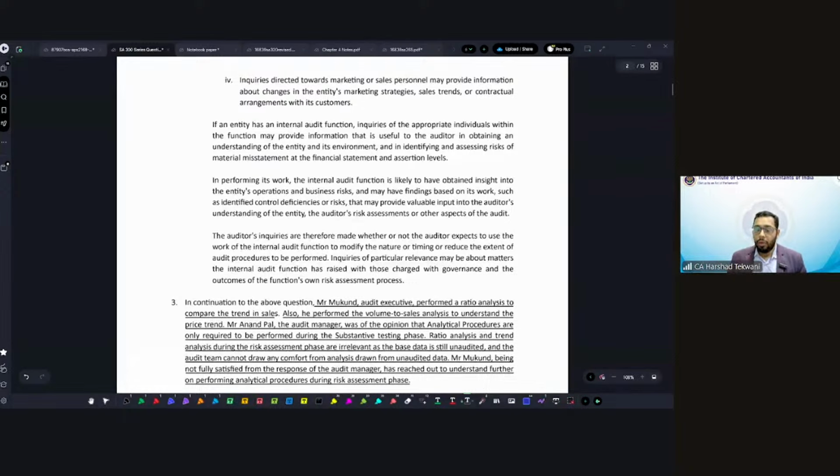Okay, so tell me what you will guide to Mr. Mukund. As per you, what should Mr. Mukund do? Should he perform the analytical procedure at the time of substantive procedures only? Or can analytical procedures be performed at the time of risk assessment? Yes or no? What can you say? Can analytical procedures be performed at the time of risk assessment, or should they only be performed once you are at the phase of substantive testing?